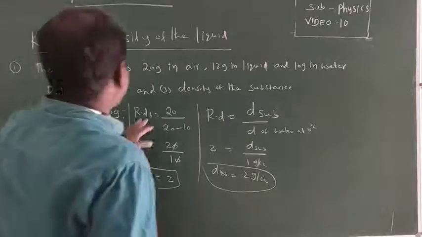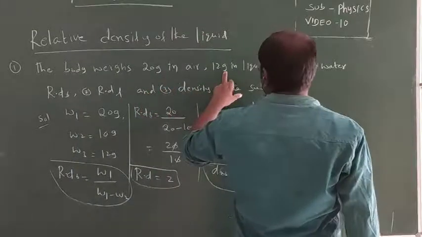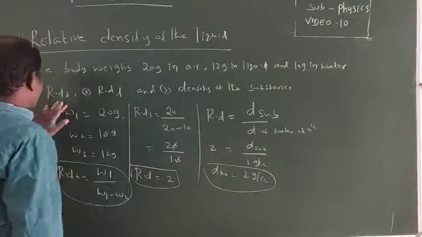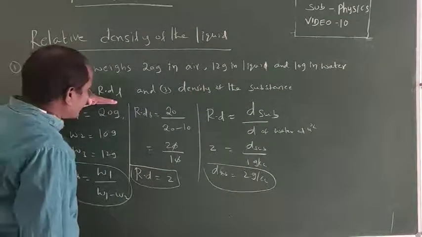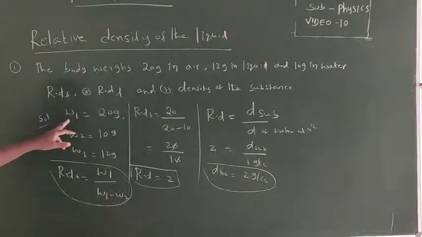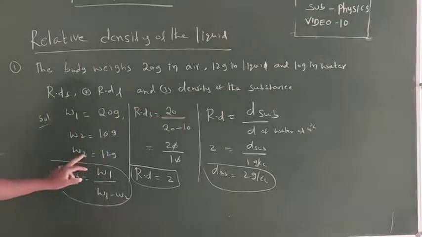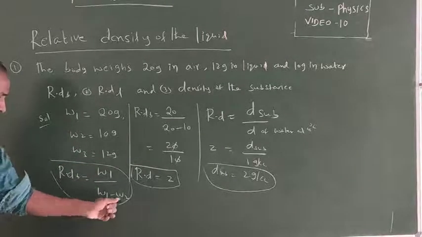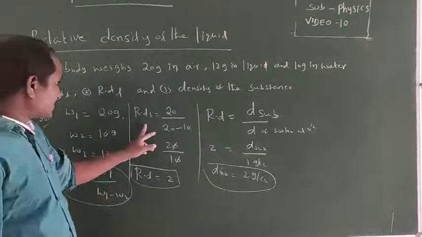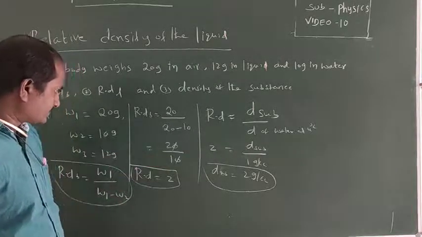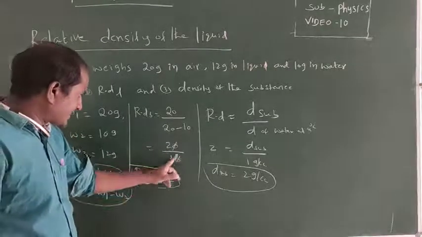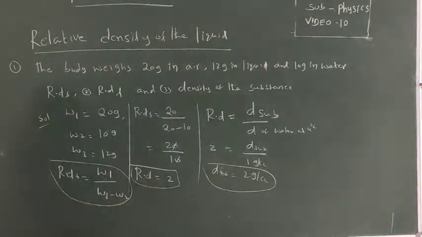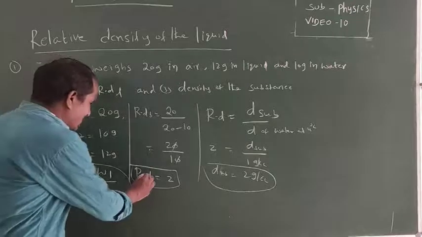The weight of the body in air equal to 20, in liquid equal to 12, and in water equal to 10 grams. Then find the relative density of the body, relative density of the liquid, and the density of the substance. So here W1 equal to 20, W2 equal to 10, and W3 equal to 12 grams. So relative density of the body equal to W1 by W1 minus W2, that is 20 by 20 minus 10. Your 0 gets cancelled, 2 by 1. Therefore, RD of the body equal to 2. RD for relative density has no units.